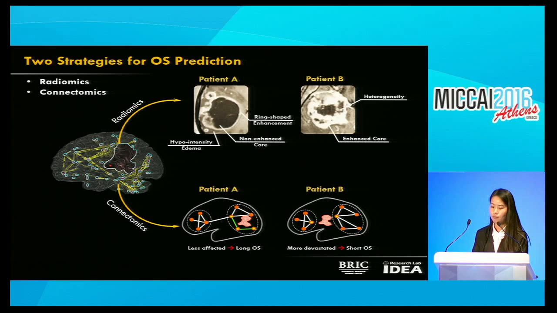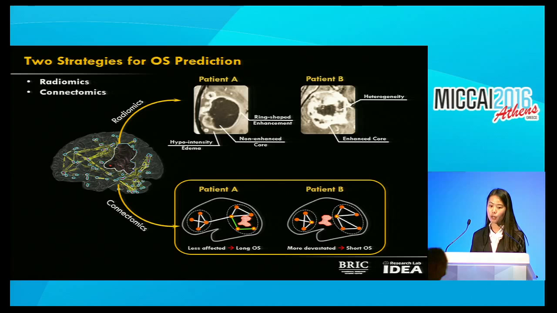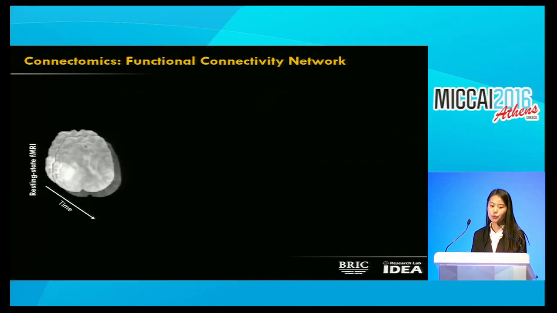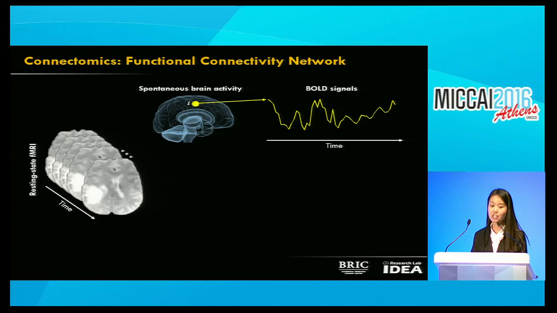In the following slides, I will first introduce the connectomic strategy. To obtain the brain network, we need to use resting state functional magnetic resonance imaging, which measures spontaneous brain activity by blood oxygenation level dependent signals. So the functional connectivity can be computed using spontaneous brain activity.